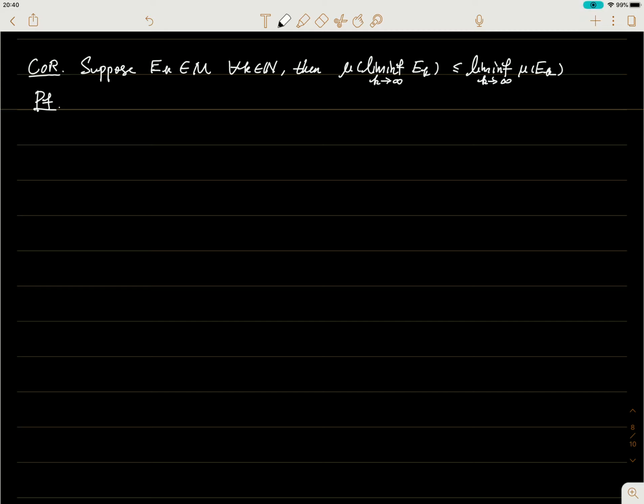Okay, next we're going to show a very useful result that doesn't require much condition. The condition we have is only that every E_k here is measurable. So suppose we have a sequence of E_k that are measurable, then we will have this result. The measure of the lower limit is less than or equal to the lower limit of the measure.